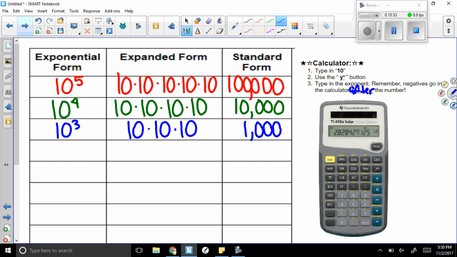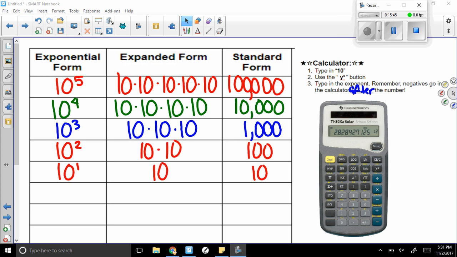Now I'm going to pause the video, and I want you guys to try out 10 squared and 10 to the first power, and then we're going to compare our answers once you've tried it with the calculator. All right, go ahead and compare your answers to mine.